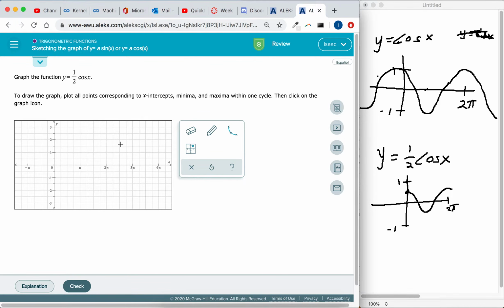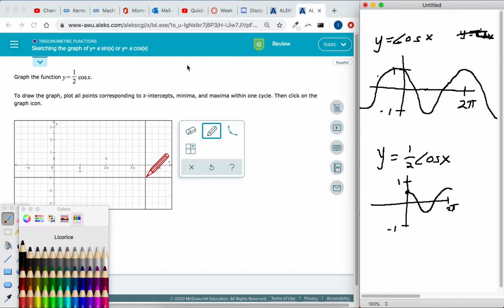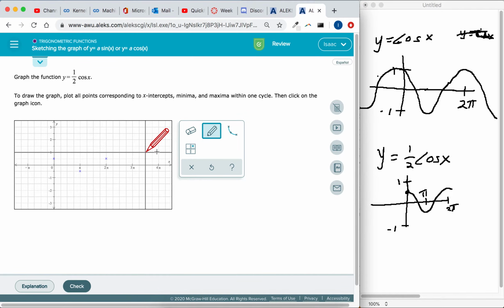So when you graph this in Alex, what you have to do is make some points. Here's that 1/2 on the y-axis that we said. And then it's going to go down to -1 on the y-axis. That's when it should be halfway through the loop, so that should be at pi. And then it comes back to +1/2. This piece right here is pi, because you're halfway through the period, halfway to the point of repeating yourself. And then it'll just keep going like that.